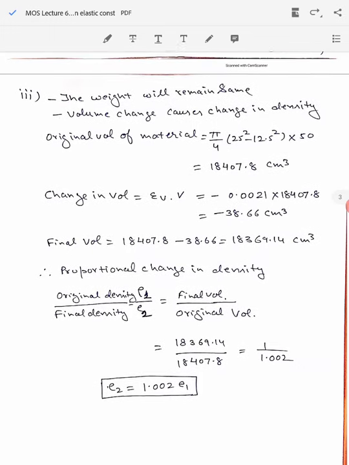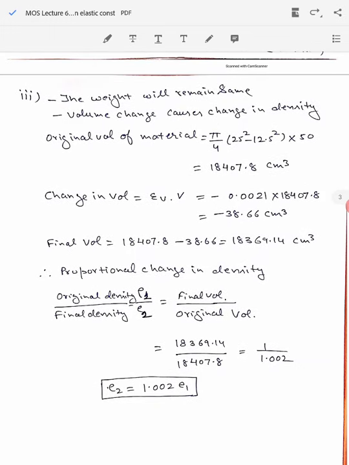Now we know that the object's mass is going to remain the same, so that's why the weight will remain the same. However large an amount of load we apply, the weight is not going to change. What is changing here is the volume. Because the density is weight per unit volume, if the weight is remaining the same, the density will be inversely proportional to the volume of the body. So if we calculate the original volume and the final volume of the material, we can calculate the ratio of the original density to the final density. So let's do this calculation.